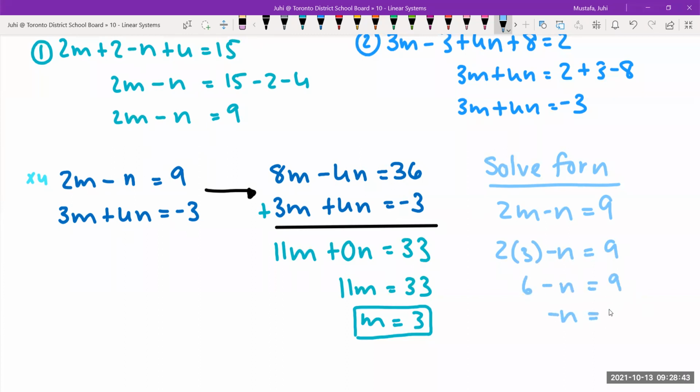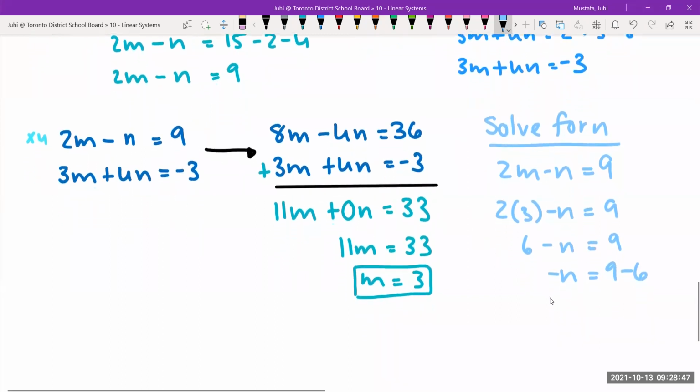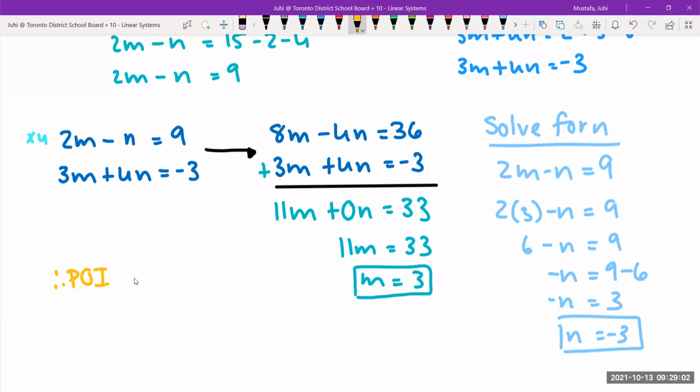Negative n is equal to 9 minus 6. I'm really showing every step here. Negative n is equal to 3. And so n is equal to negative 3. So therefore, our point of intersection is going to be 3, negative 3.